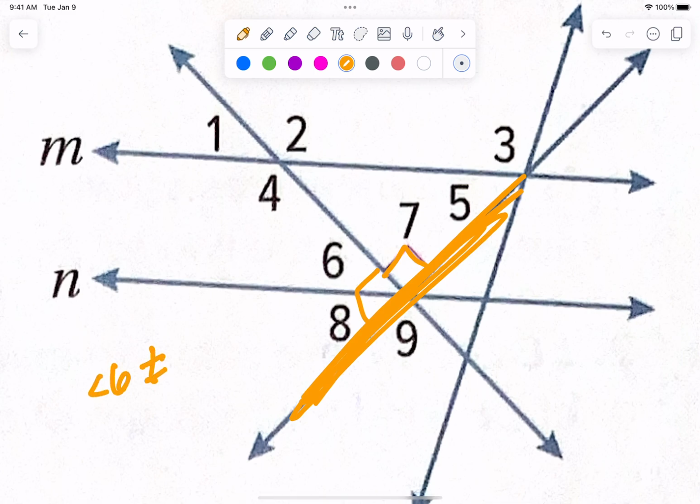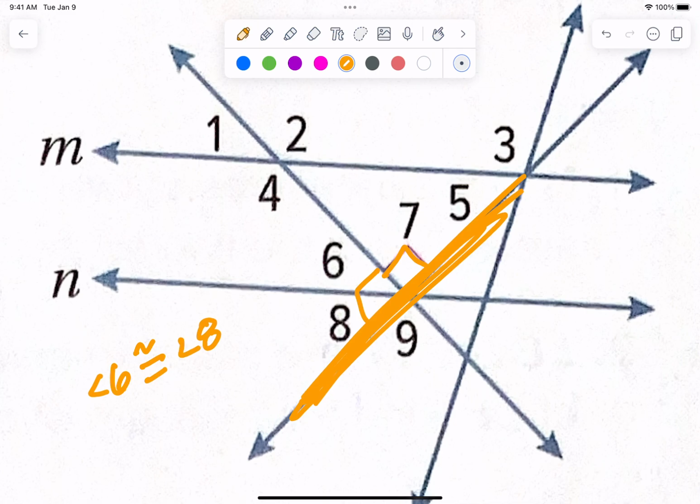Is angle 6 congruent to angle 8? True or false? True. Are 6 and 8 the same? We don't know that necessarily, so we don't have enough information.